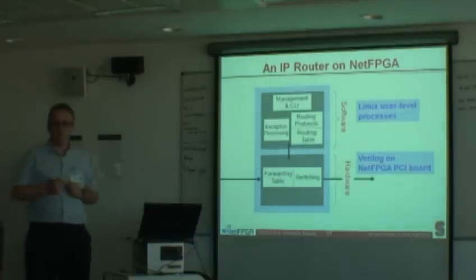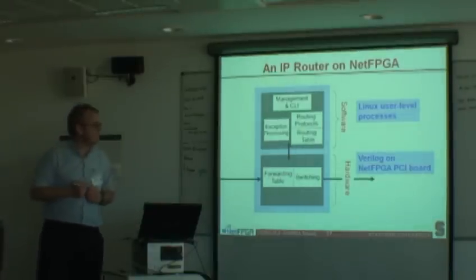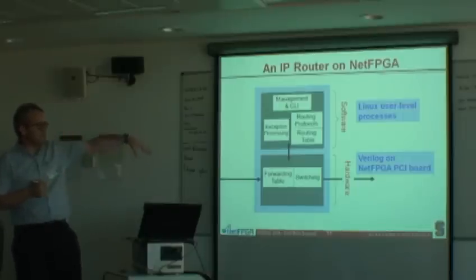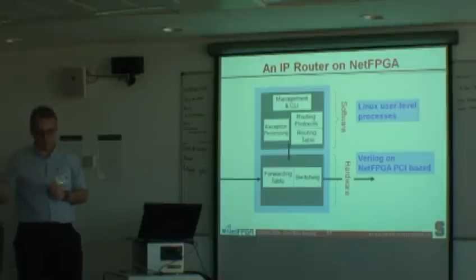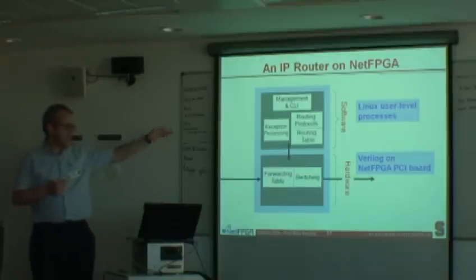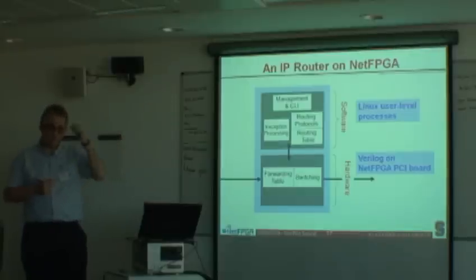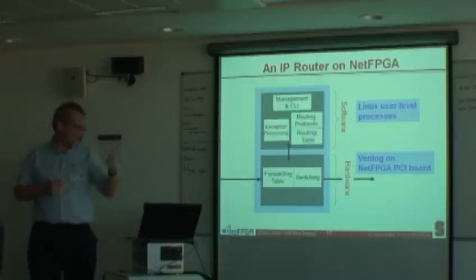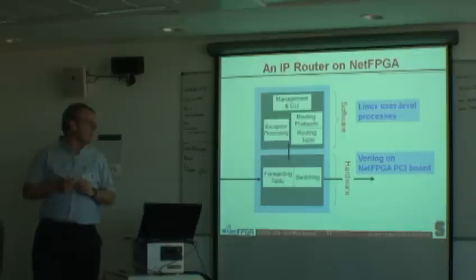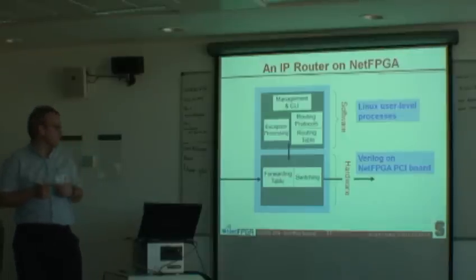So if we have a look at our IP router in the context of NetFPGA, we have, once again, this software and hardware breakdown. The management CLI is represented to us by the Java interfaces, as we're hearing John talking about. There's obviously exception processing and so on, where you've got to manually manipulate packets, and we'll see examples of that further through the day. And we have a routing protocol. We know that was the OSPF instance that we're running on these machines, and routing tables.